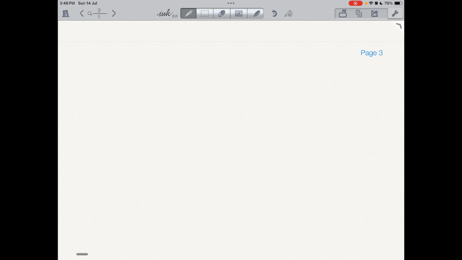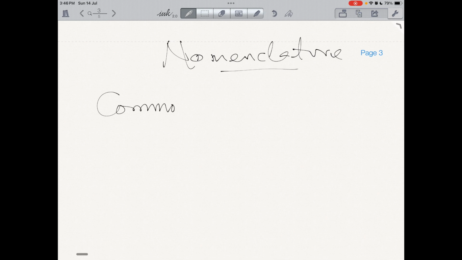Okay, so having spoken about the tertiary alkyl halide, I think it's important to also talk about the nomenclature of alkyl halides. How are they named? There are the common names and there are the IUPAC names.